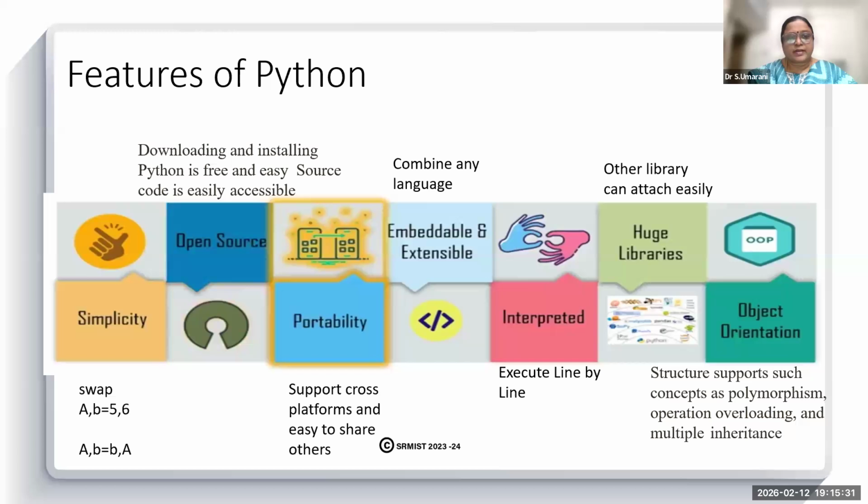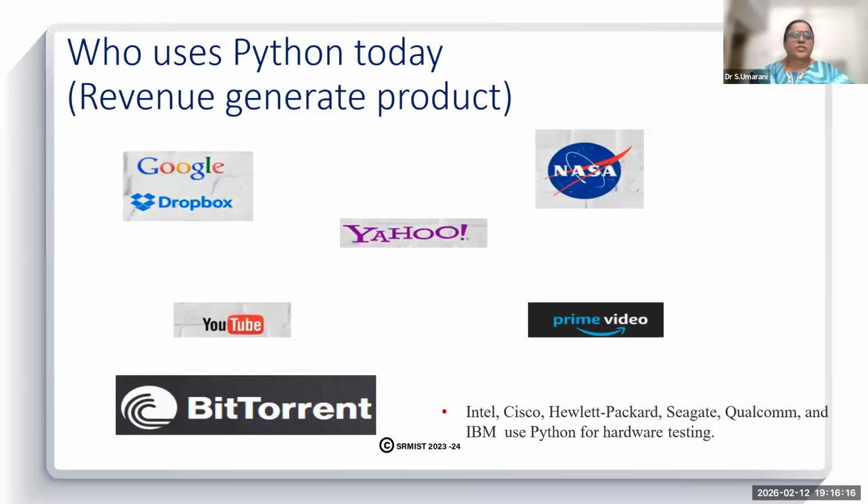Then we go for the features of Python. Here I have mentioned so many features. One is simplicity: you can easily write a program with minimal code. Then it is open source and portable. You can use any type of platform for executing a Python program. It is embeddable and extensible, so you can combine any languages within it. It is an interpreter, it has a huge number of libraries, and it supports object oriented programming. So these are the features of Python. Who uses Python today? I have mentioned only a few companies. Nowadays most companies use Python programming.